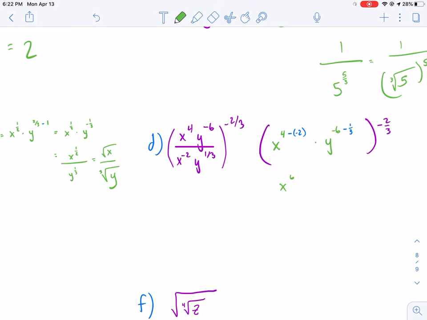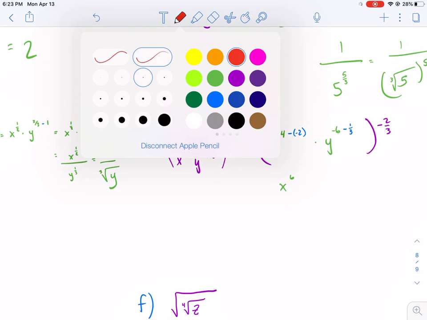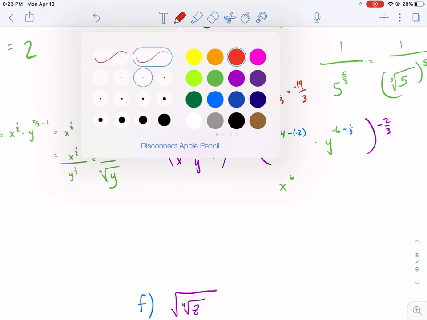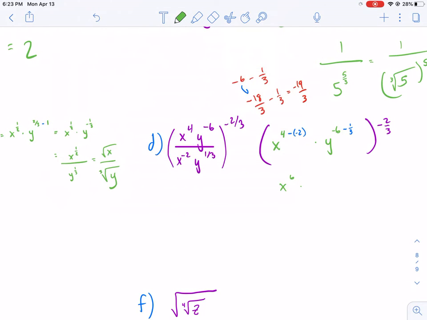Well, I need to get a like base. Basically, this becomes a common denominator problem. So negative 6 minus 1/3. I need to make this so it's negative 18 over 3. That's the same value as negative 6. It's an equivalent fraction now. Minus 1/3. That gives me negative 19 over 3. So now my y is times negative 19 over 3.